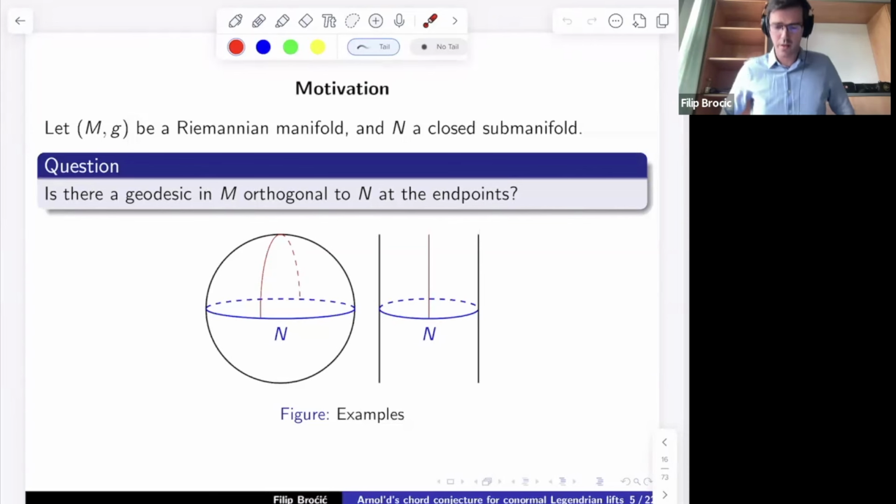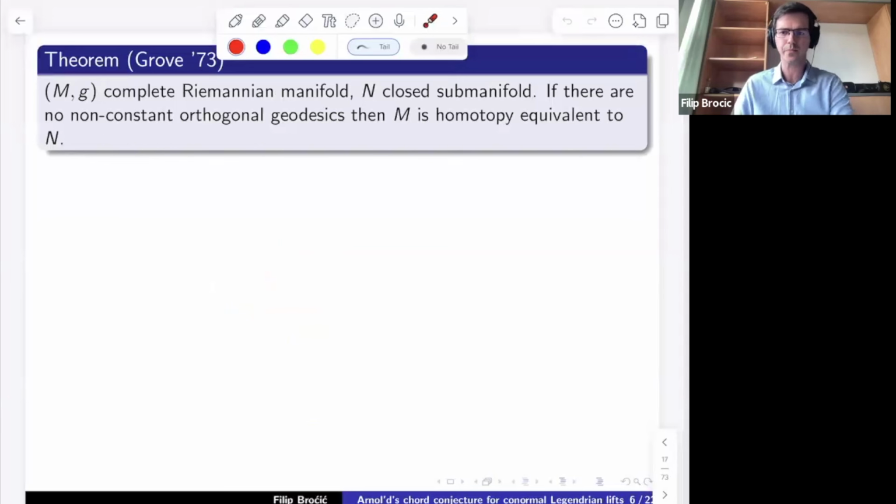And this question was solved in the 70s due to Grove, who proved the following statement. So given a complete Riemannian manifold M, if N is a closed submanifold in M, and if there are no orthogonal geodesics with endpoints on the submanifold, then M should be homotopy equivalent to N.